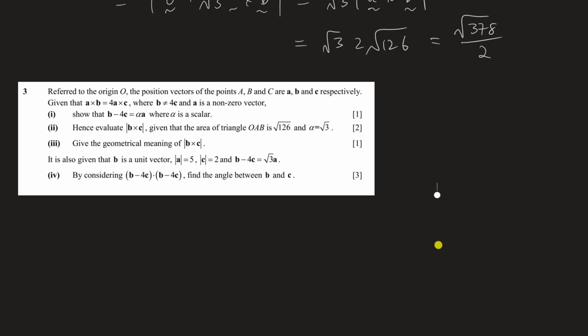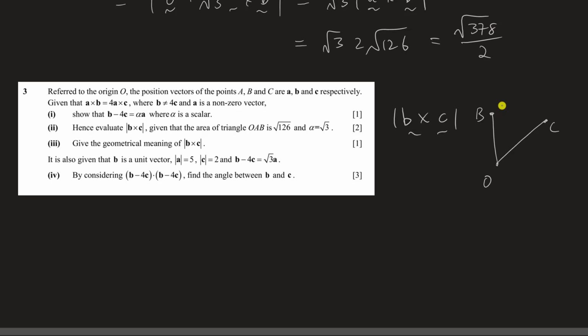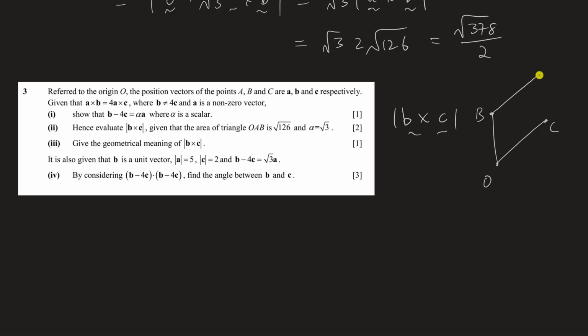Give the geometrical meaning of mod B cross C. You can think of it in two ways. You can think of it as twice the area of triangle OBC. If you say that this is twice the area of triangle OBC, I mean that is a correct answer but not the best answer. The best answer you can give is actually to say that this is the area of the parallelogram with OB and OC as adjacent sides.